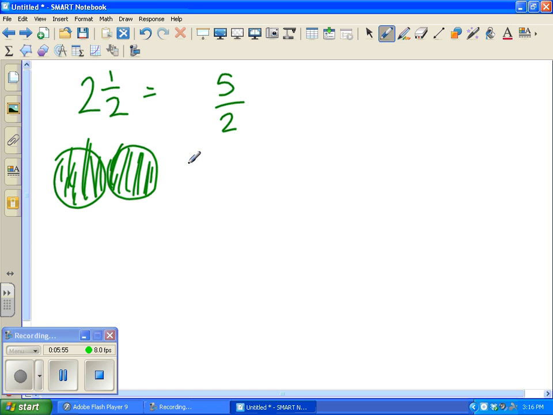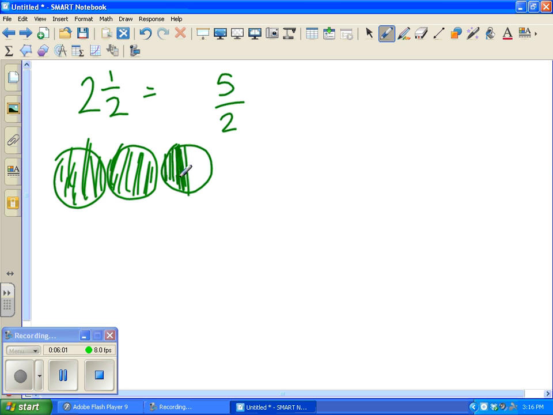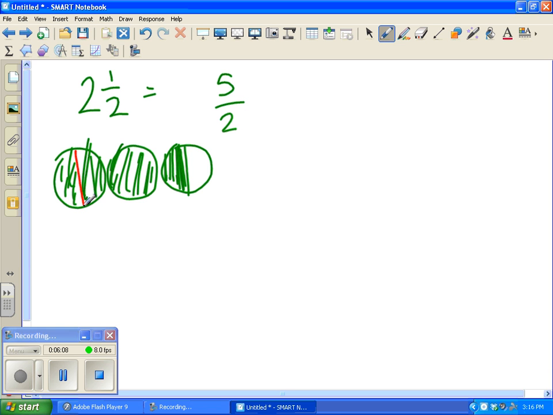And then I have to do half of another circle. So I'm going to divide it right in half and just shade in one of those halves. Now I have to illustrate that this is the same as 5/2. So to do that, I'm going to kind of highlight that and divide everything in halves. Now let's count the ones that are shaded. 1, 2, 3, 4, 5. So 2 1/2 is the same as 5/2. Now let's do that on our number line.